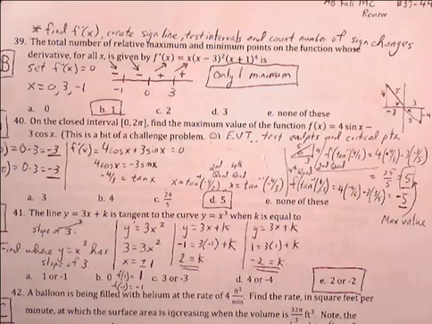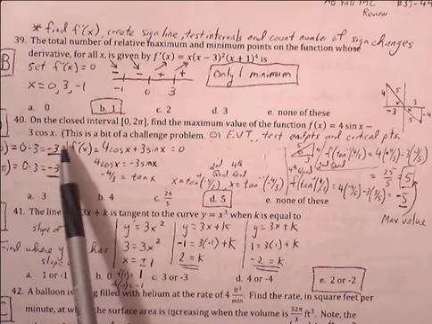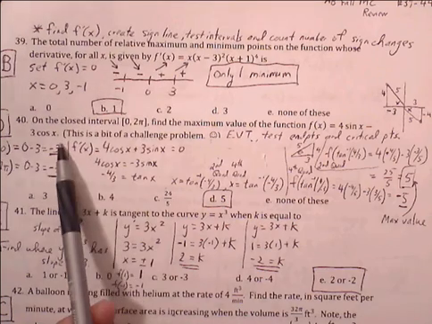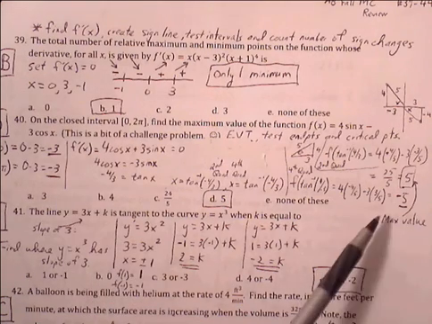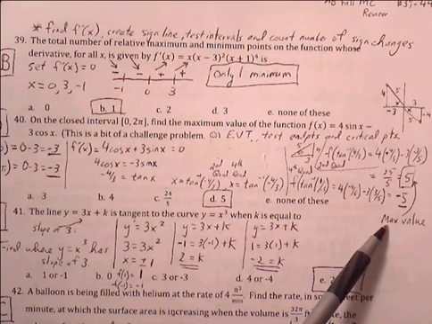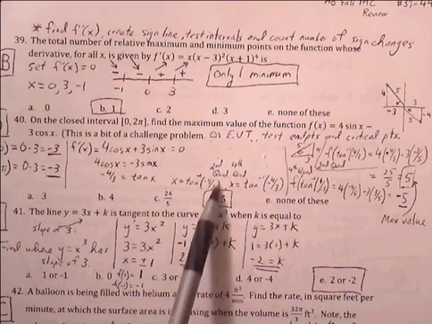And now with the extreme value theorem, we're going to compare all the y values to see which is the largest y value. So we have -3, -3, -5, and 5. So the obvious maximum value will be positive 5.